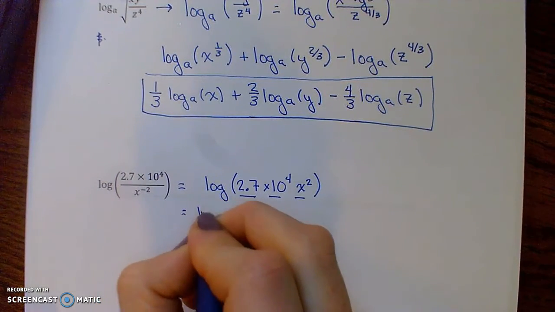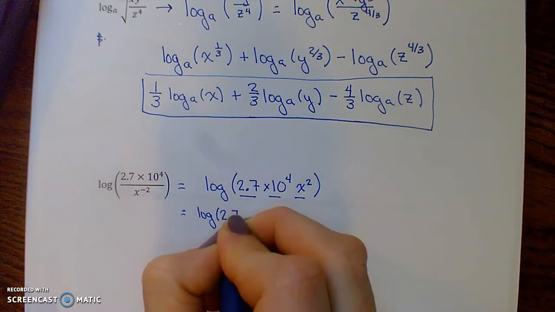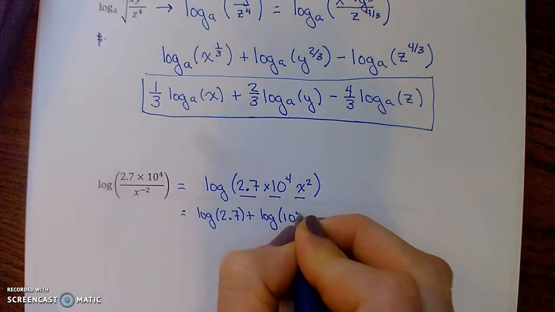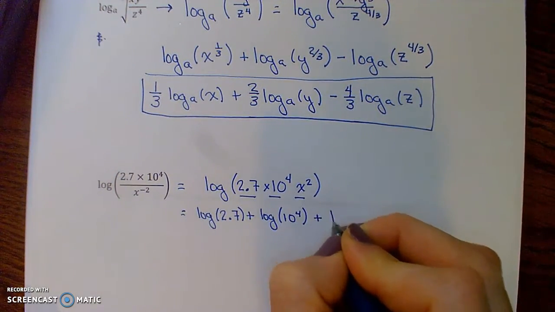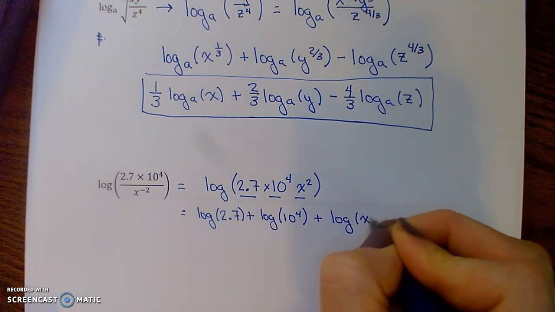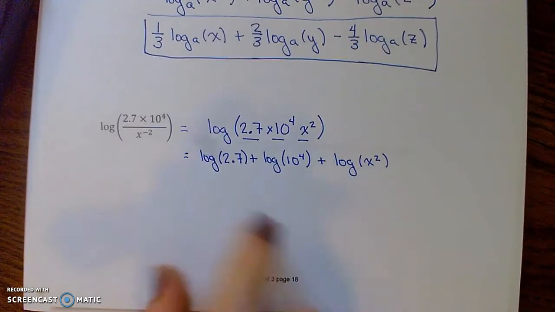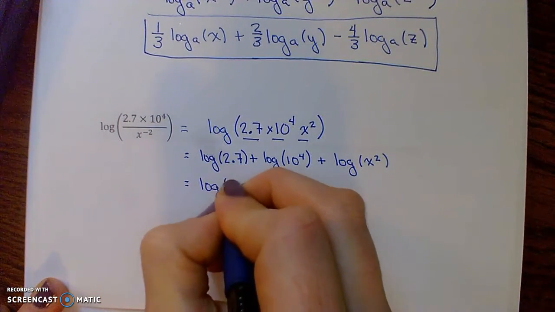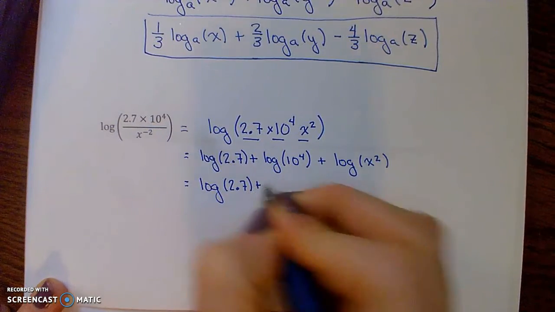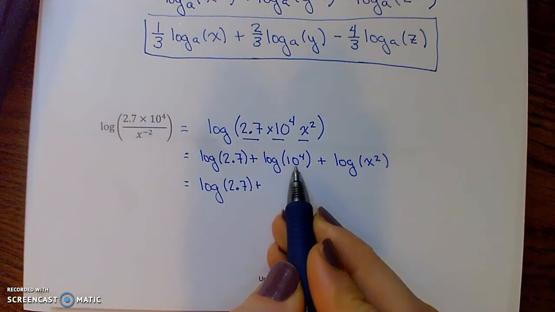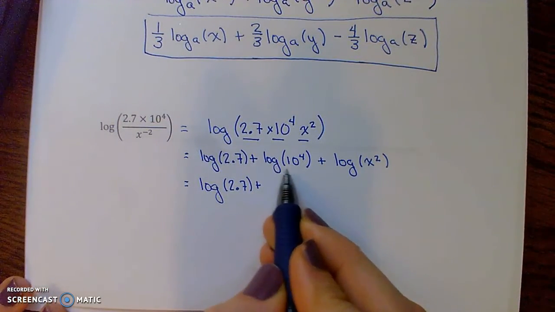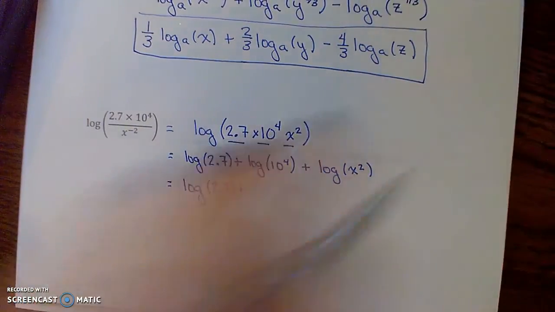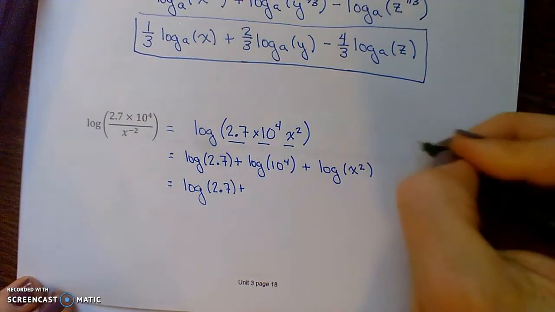So this will be the log of 2.7 plus the log of 10 to the 4th plus the log of x squared. Now this one I can't really do anything with, log of 2.7, so I'll just leave it as it is. But this log of 10 to the 4th, remember the log without a base? That really means log base 10. So let me rewrite that over here. I'll do a side calculation.